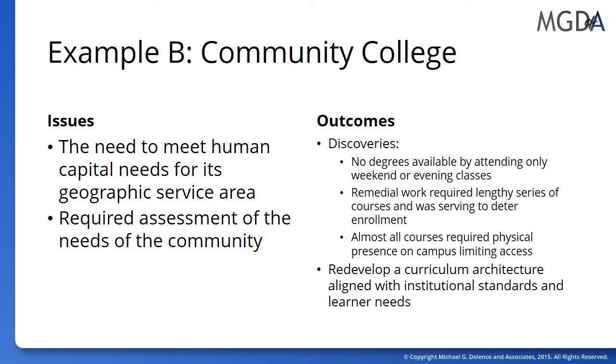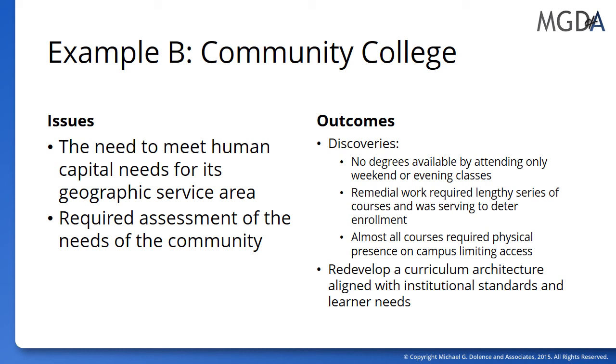For example, 1. There were no degrees that could be completed by attending only evenings or weekends. 2. Another gap recognized that all remedial work was bundled in a course structure, making enrollment often conditional upon the completion of a lengthy series of courses, prolonging entrance into the program of study and seriously deterring student engagement. 3. There were virtually no offerings that did not require physical presence on campus.